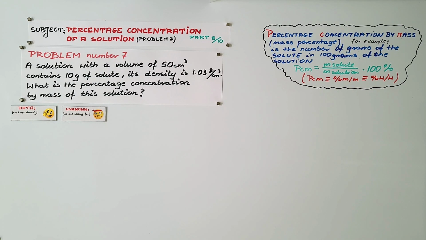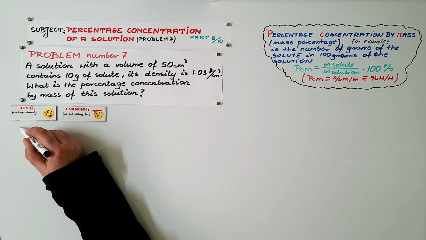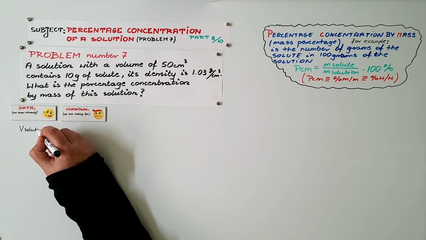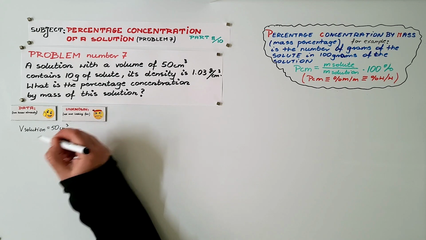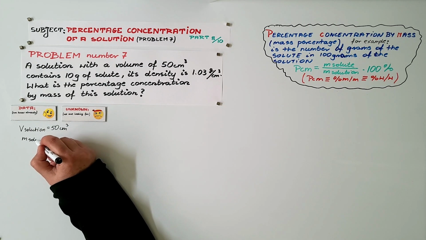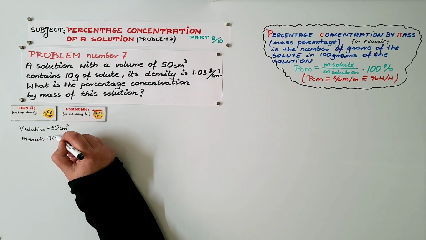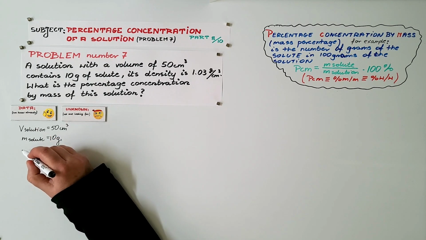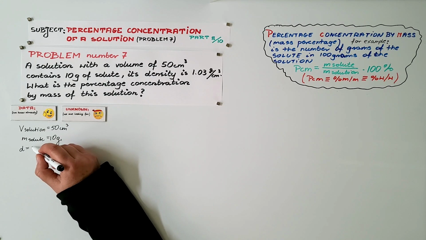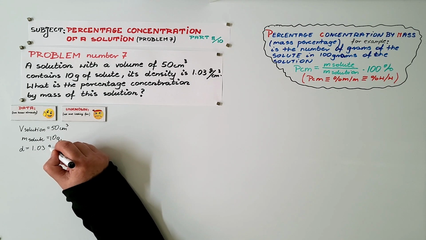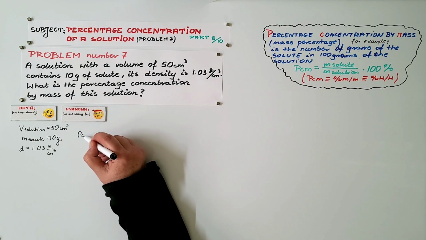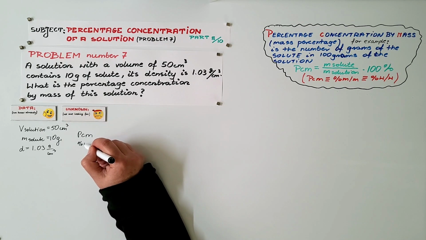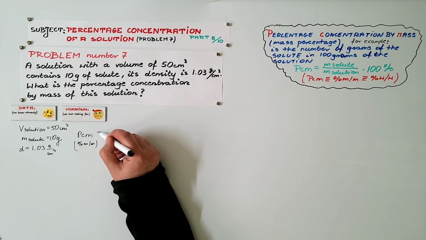Let's start by writing down what we know and what we need to calculate in this problem. We know already the volume of solution equals 50 cubic centimeters. Mass of solute equals 10 grams. Density D equals 1.03 grams per cubic centimeter. We are looking for percentage concentration by mass, percent mass over mass of the solution.